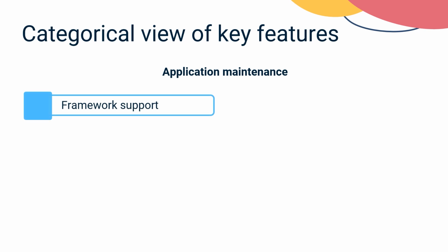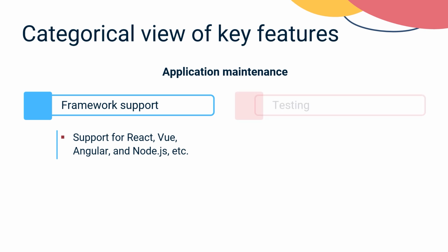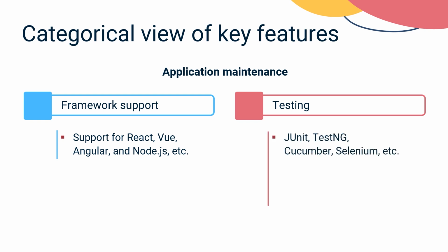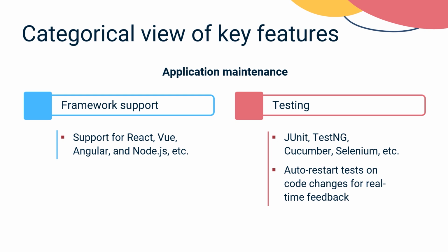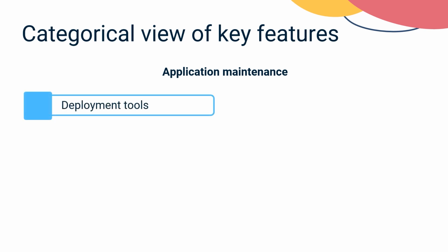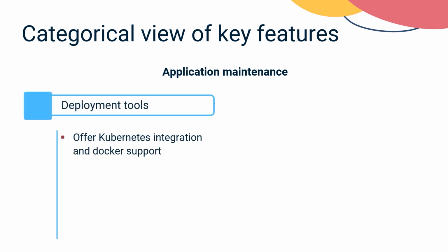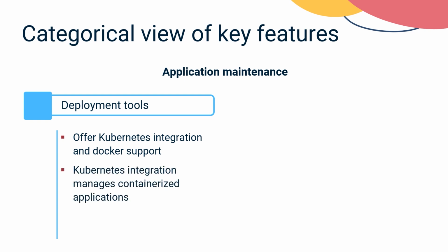IntelliJ IDEA's framework support consists of JavaScript and related technologies supporting React, Vue, Angular, Node.js, etc. IntelliJ IDEA's testing frameworks support JUnit, TestNG, Cucumber, Selenium, etc. Its continuous testing includes auto-restart tests on code changes for real-time feedback. IntelliJ IDEA's deployment tools offer Kubernetes integration and Docker support, while Kubernetes integration manages containerized applications directly from the IDE. Docker support runs and debugs applications in Docker containers.